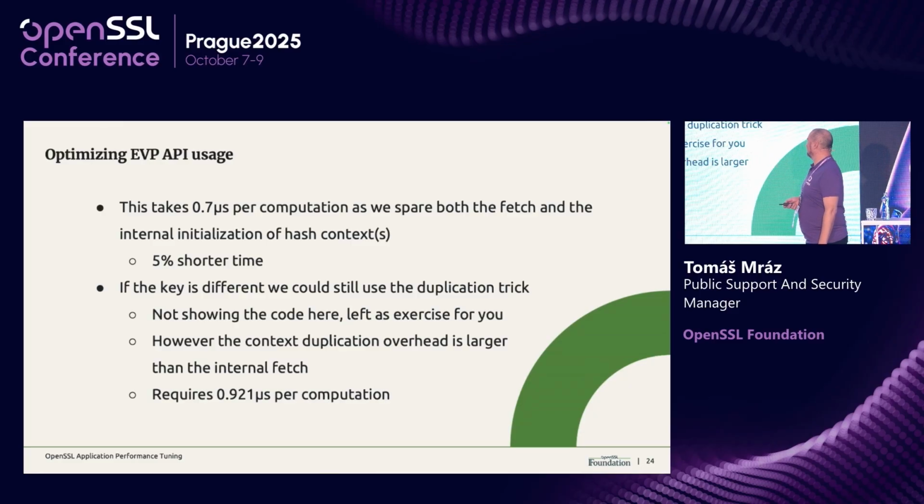If the key is different, we could still use the duplication trick, but it actually would not be better because context duplication overhead is larger than the internal fetch. We would not spare both the fetch and internal initialization of the hash context. So this does not actually help.